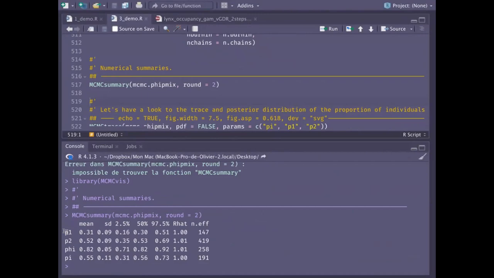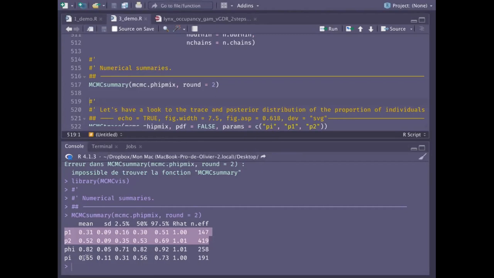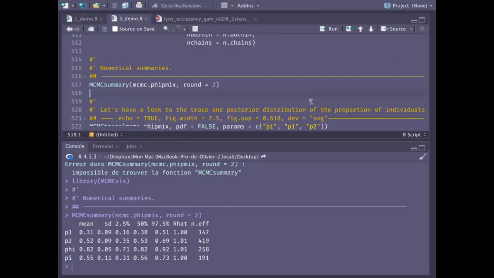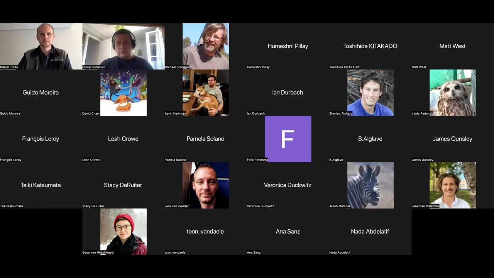So definitely there is some heterogeneity in detection. There is about 50% of the individuals with a 30% detection probability and the other half with a 50% detection probability, and survival is around 80%, right? Okay, so I'm going to stop sharing my screen. I'm done for this lecture.